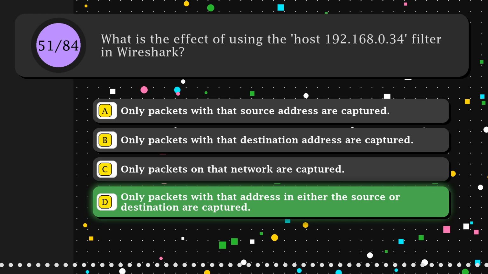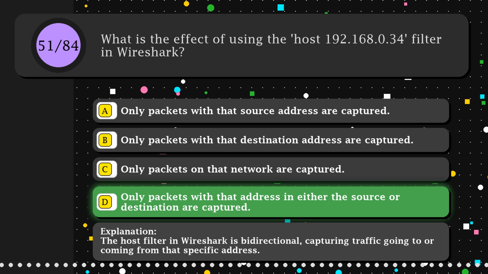The correct answer is option D. Only packets with that address in either the source or destination are captured. The host filter in Wireshark is bidirectional, capturing traffic going to or coming from that specific address.